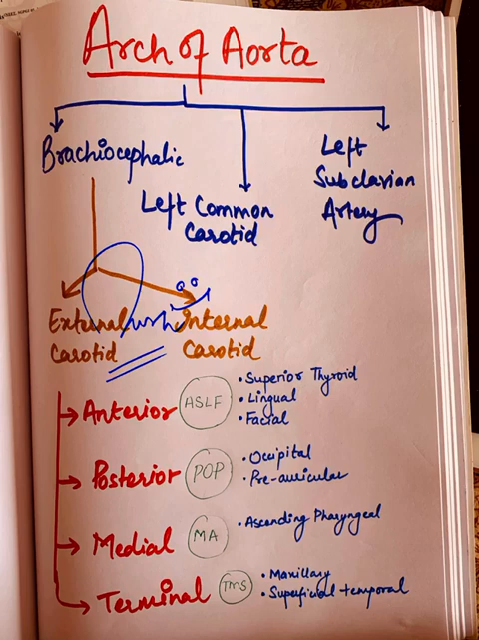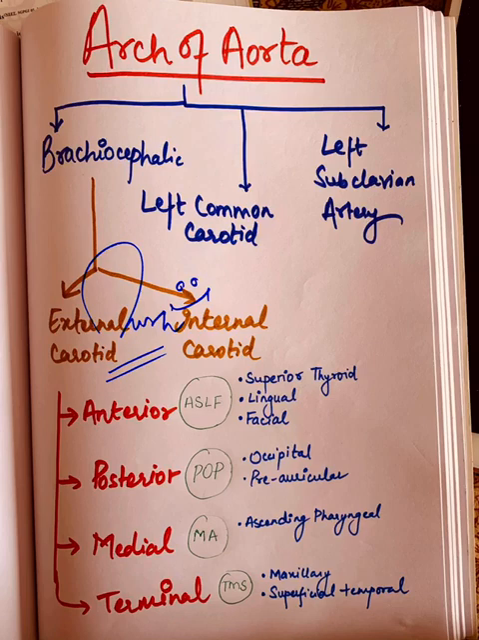Then for posterior, we made a password that is POP: P for posterior, and OP is your occipital and preauricular. Then for medial, we have made one password that is MA: A for ascending pharyngeal, M for medial. And terminal we have TMS, that is your maxillary and superficial temporal. If you repeat this like 4 or 5 times, it will be on your tips. Like anterior, ASLF, POP, MA, TMS.